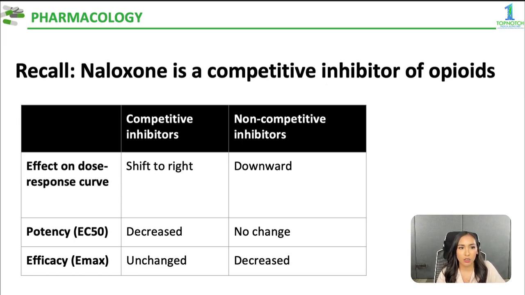So, let's discuss competitive versus non-competitive inhibitors. What's the effect on the dose-response curve? For competitive inhibitors, it's a shift to the right, which is indicative of a decreased potency and unchanged efficacy. How about non-competitive inhibitors? There's a downward shift indicative of a decrease in efficacy and no change in potency.